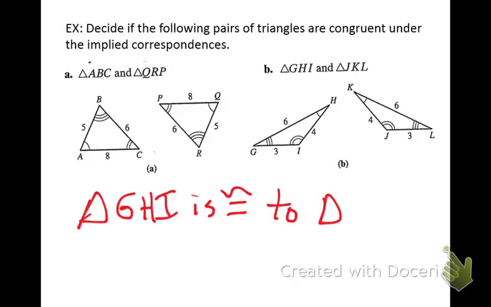Not LJK. LJ is 3, and GH is 6. Abby. LKJ. LKJ. Then they match up. All right. Everybody got it?